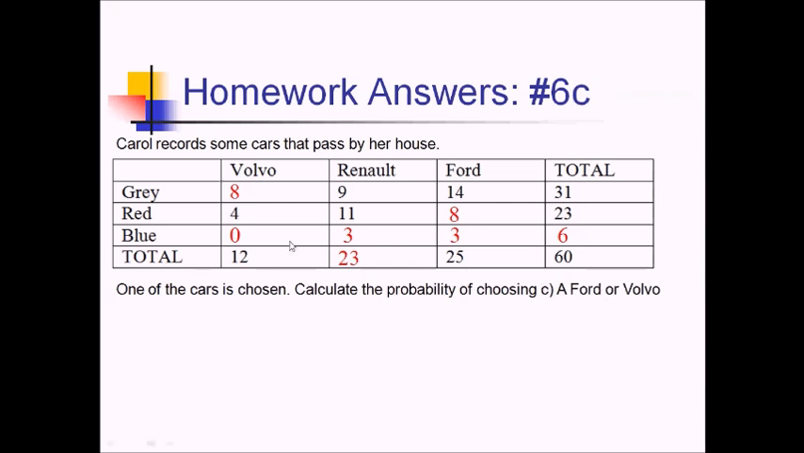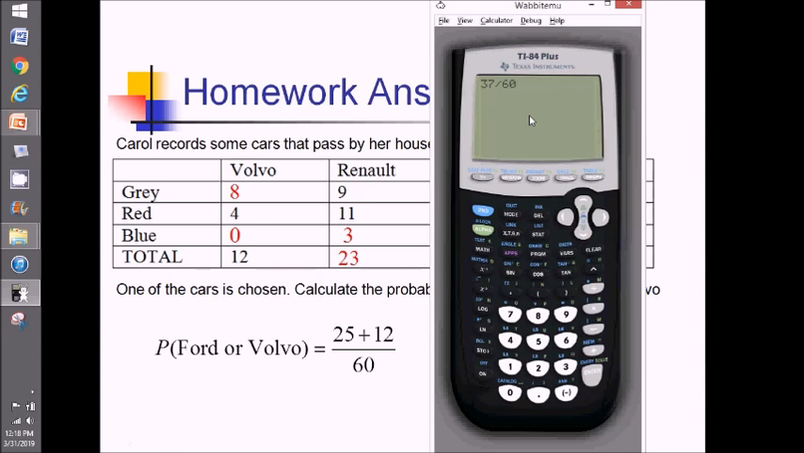For part C, one of the cars is chosen. So 60 is our denominator. Probability of choosing a Ford or a Volvo. Well, there's 12 Volvos and 25 Fords, so that's 12 plus 25 over 60, and we'll use the calculator for that. So then, I'll just save us a little time. 37 over 60 is what we're doing. Comes out to 0.617.